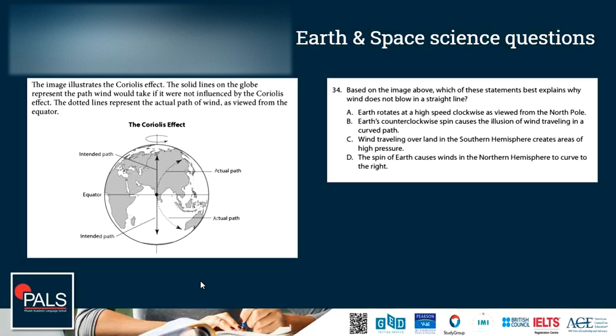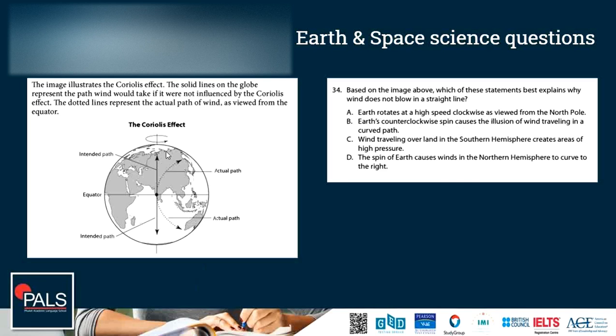The next question. The image illustrates the Coriolis effect. The solid lines on the globe represent the path wind would take if it were not influenced by the Coriolis effect. The dotted lines represent the actual path of wind as viewed from the equator. Based on the image above, which of the statements best explains why wind does not blow in a straight line? So wind does not blow in a straight line, it does blow in a curved path. What is the reason for that? Earth rotates at high speed clockwise as viewed from the North Pole.